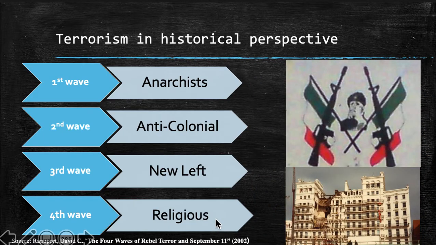Finally, we have the fourth religious wave, which started later in the 1970s and actually overlapped partially with the New Left wave. The religious wave has continued on into the 21st century, and many of the religious movements have actually overlapped with ethnic claims to sovereignty that drove the actions of these organizations.